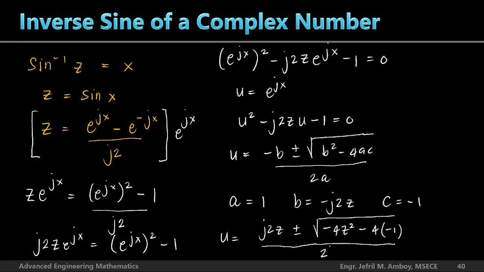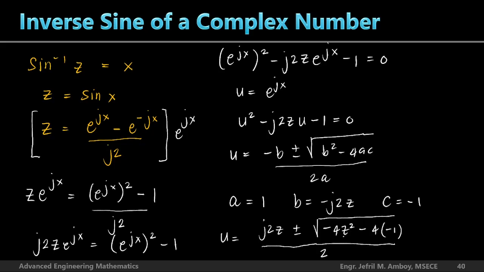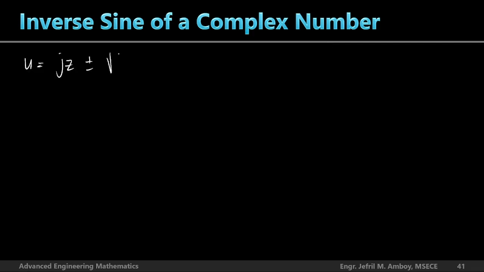So, itong 2 na to at saka itong 2 na to magka-cancel yan. So, ang matitira na lang ay j times z. Okay? So, u is equal to jz, and then plus minus. Okay, para naman dito, kung mapapansin mo, ito magpa-positive na. So, unahin ko na to, and then 4 minus 4z squared. Diba? That's the square root of 4 minus 4z squared over 2.